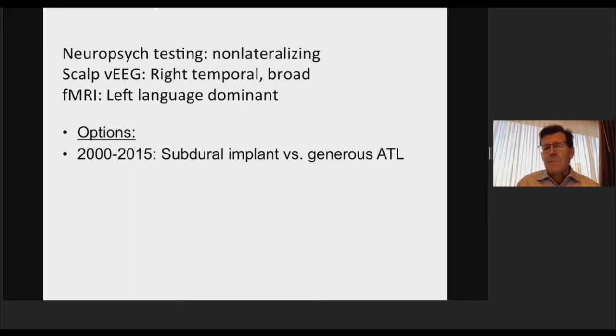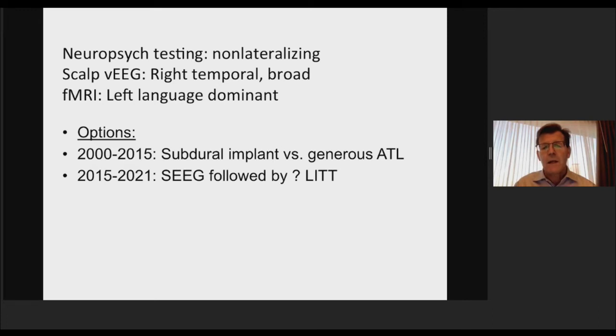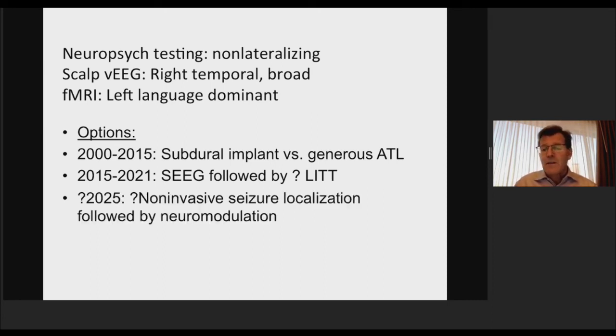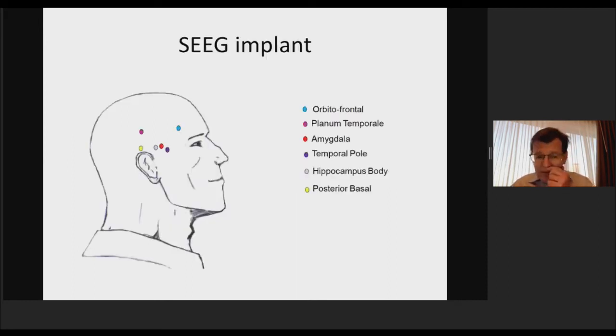So I would have said that prior to when we started doing stereo EEG, in this particular patient at their function level, we would have done a subdural implant and not a generous anterior temporal lobectomy, because we would not have wanted to subject someone to that much brain loss who's so high functioning. But this was actually one of our early SEEG cases, potentially followed by laser or resection. In the future, maybe we'll end up with non-invasive seizure localization followed by neuromodulation, but we're not there yet. So this was one of our very first SEEGs.